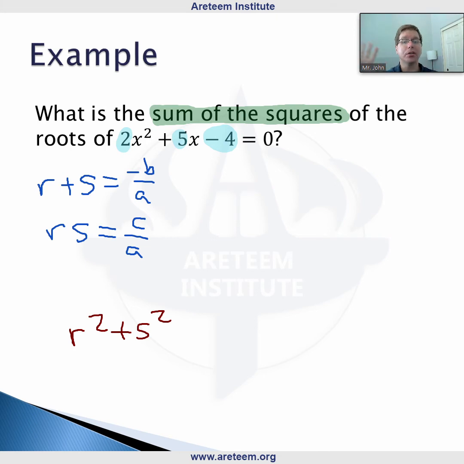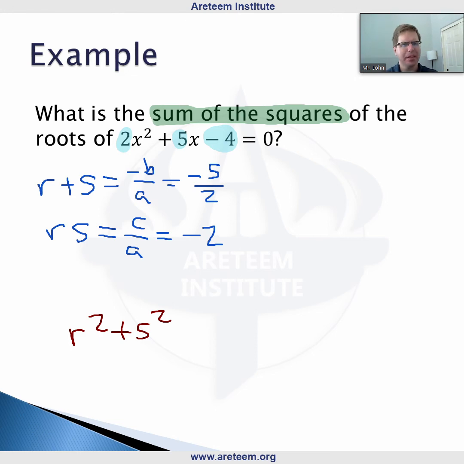So whatever the two roots are, we don't need to find them exactly, but we know their sum, r plus s, is negative b over a. So this is negative 5 halves. That is our sum of the roots. And our product of the roots is c over a. And so this is going to be negative 4 over 2. So this is going to be negative 2 in that case.